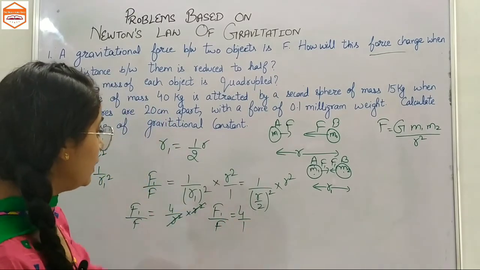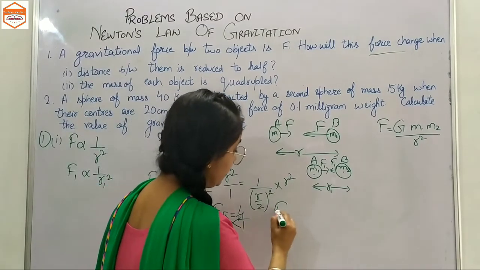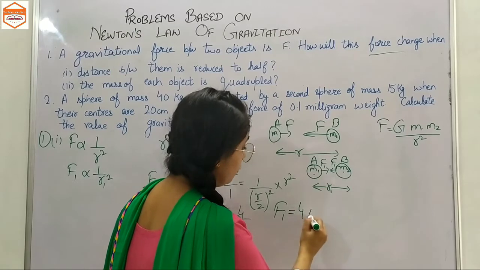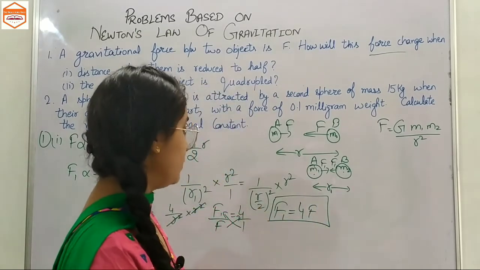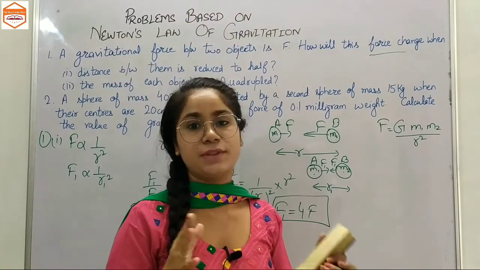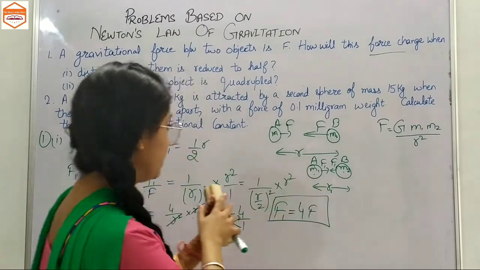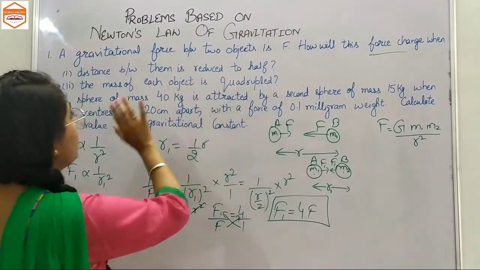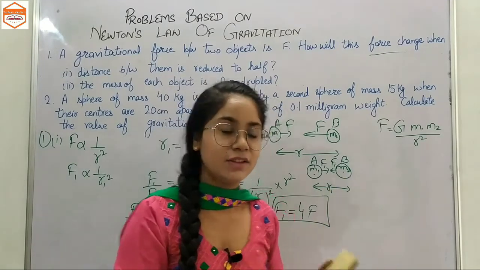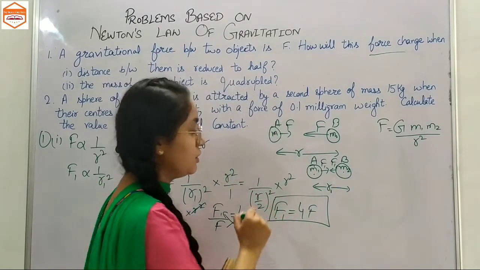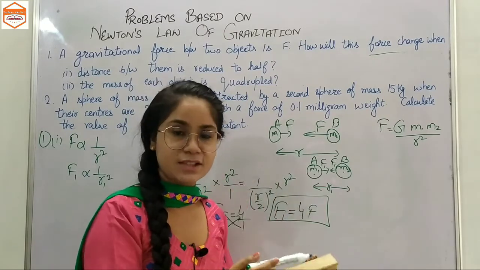Now what will happen? There would be cross multiplication here. F1 comes out to be 4 times F. Now what does this say? That means the new gravitational force of attraction is 4 times the previous one. That means if the distance between the two objects or two bodies is reduced to half, the gravitational force of attraction between those two objects would be 4 times the original one.